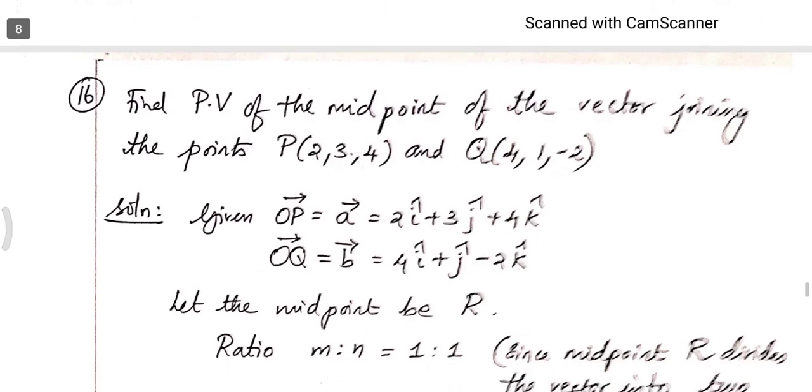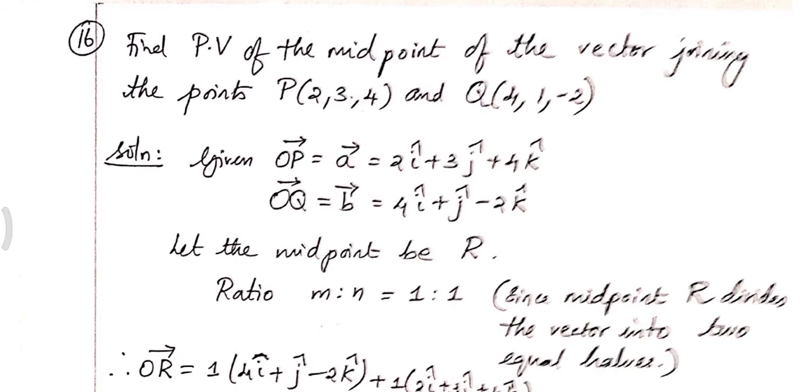Next, 16th question. Find the position vector of the midpoint of the vector joining the points P and Q. The same way, the position vectors we take as OP vector and OQ vector. Here R lies on the midpoint, so the ratio will be 1:1. When you say midpoint, it is actually the point R bisecting the line segment PQ.